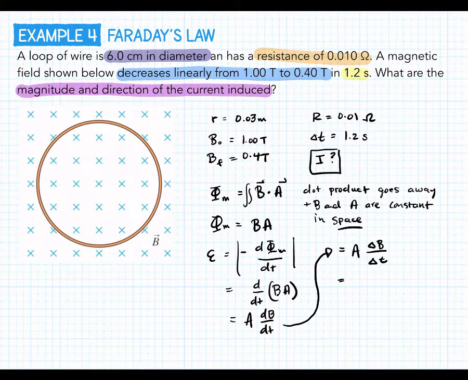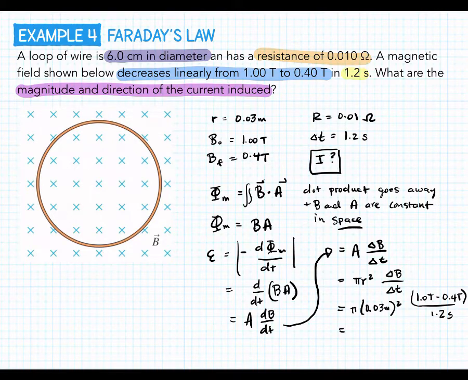What is delta B? What's the change in the magnetic field? 0.6, because it's 1 Tesla minus 0.4 Tesla. Remember, this is all absolute value because we are finding the sign from Lenz's law. We'll get there in a minute. But let's move this over here, so we get A delta B over delta T.